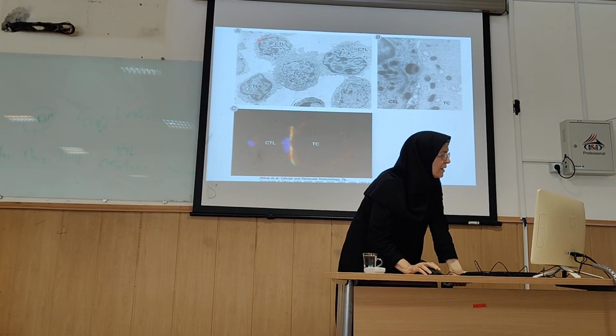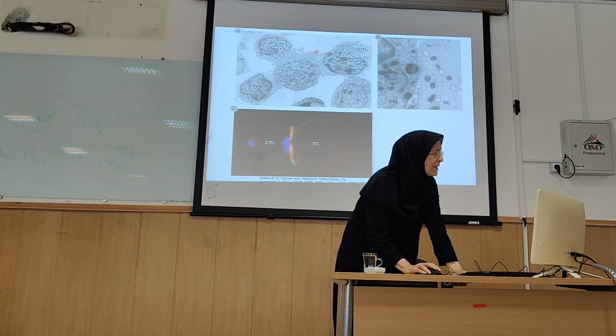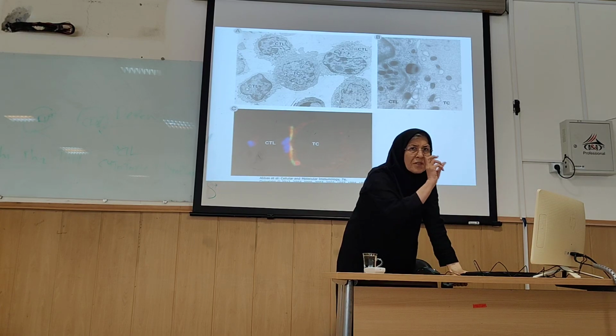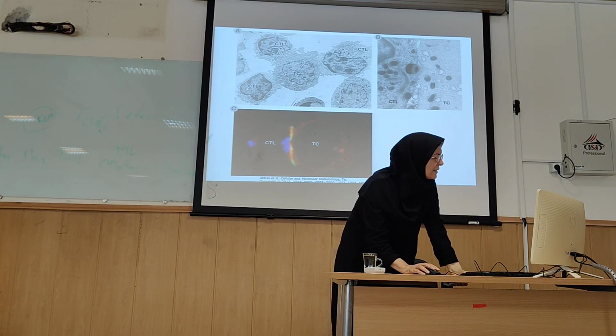This is a picture from an electron microscope, and you can see the synapse, the binding of different molecules on the surface of the target cell and CTLs. This is CTL, CTL, CTL, and this is the target cell. This is the synapse and the binding of the different molecules of the CTL and target cell for killing of the target cells by CTLs.